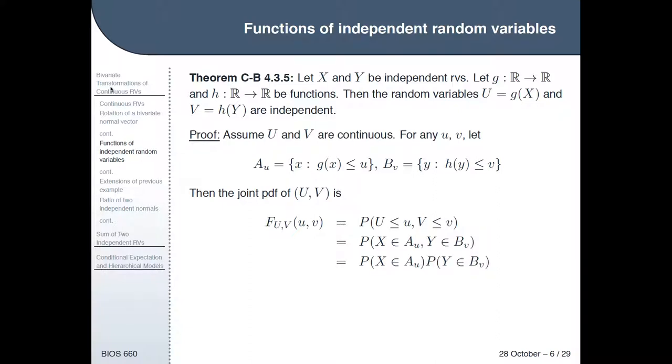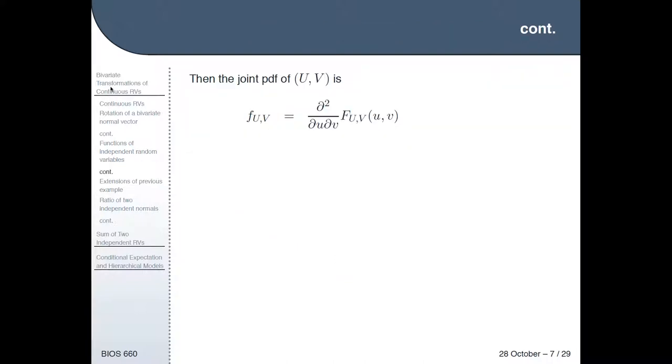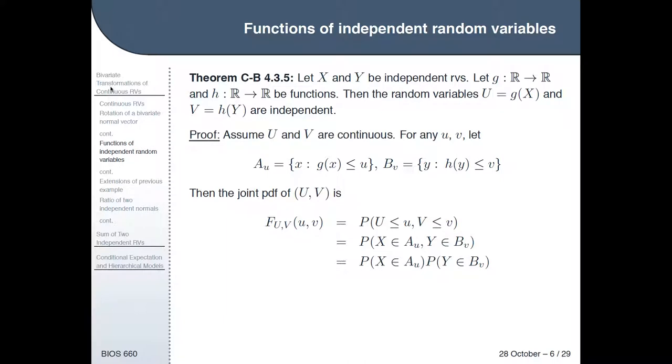And since x and y are independent, we have that theorem earlier on that any possible events that we can define in terms of x and y are independent. That's the probability that x is in A sub u and y is in B sub v. And that shows that the joint PDF of u and v is the product of the marginal PDFs.